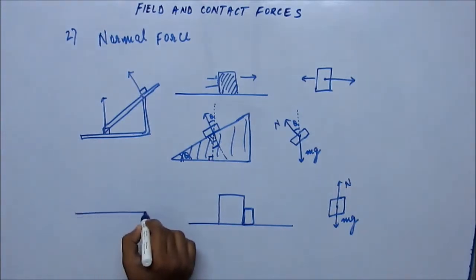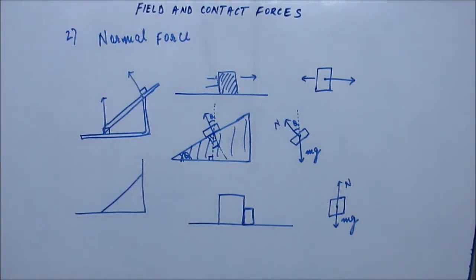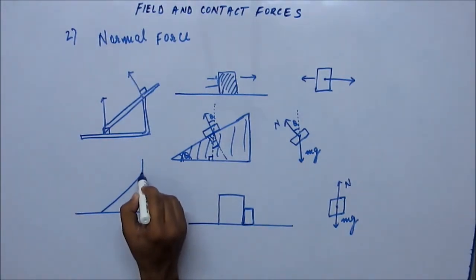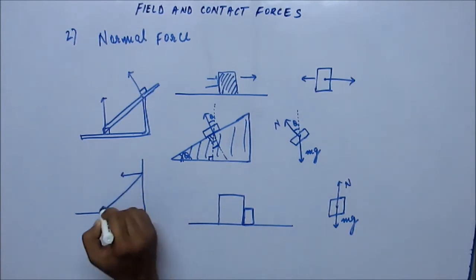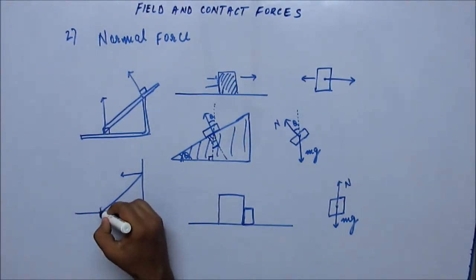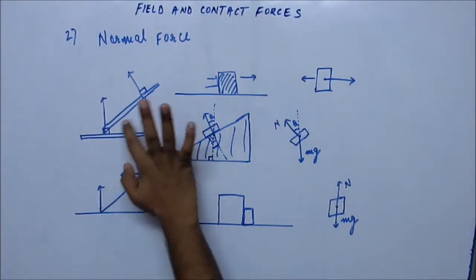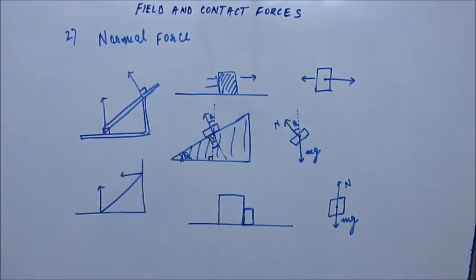If the stick was kept in this fashion, suppose a stick was kept like this, then the normal force would have been perpendicular to the extended surface like this and like this. This is how the normal force will act on the ladder at these two contacts. But in this case, this is how the normal force will act on the ladder at the point of contact.